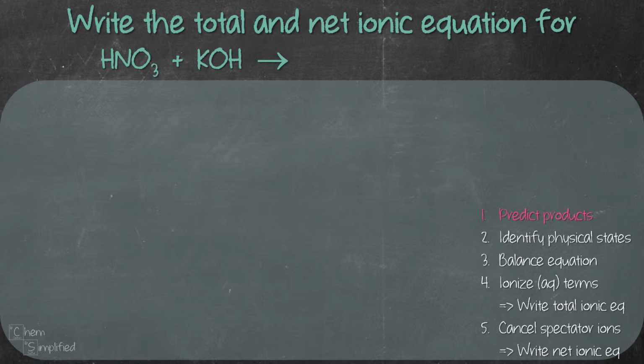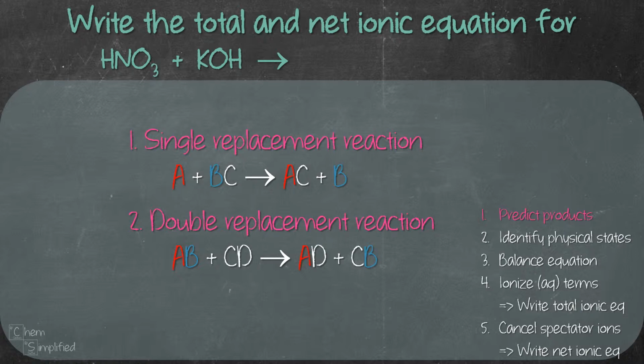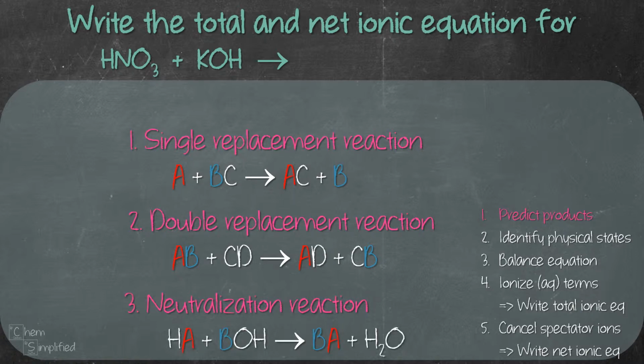So generally, there are 3 types of reactions involving net ionic equations. The first is single replacement reaction, where A and B will swap places. That's known as a single replacement reaction. The second type is a double replacement, where AB and CD will both swap places. Because 2 terms are involved, they're called the double replacement reaction. And the final one is neutralization, where you have acid plus base, HA plus BOH, giving us salt, which is BA, and water, H2O.